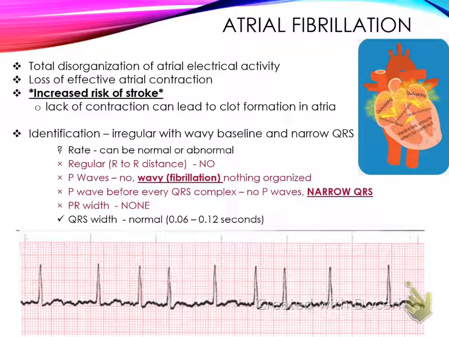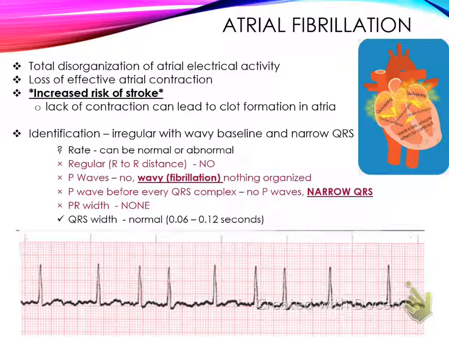And if there were perfect P waves and then something weird for one or two beats, then we could call it a premature atrial contraction. But there's nothing normal in those P waves, don't you think? That's all just noise. So our P waves, no, we've got a wavy baseline. Wavy P waves, where the PR interval should be, it's just waves. Is there a P wave before every QRS? No, I don't have any P waves.